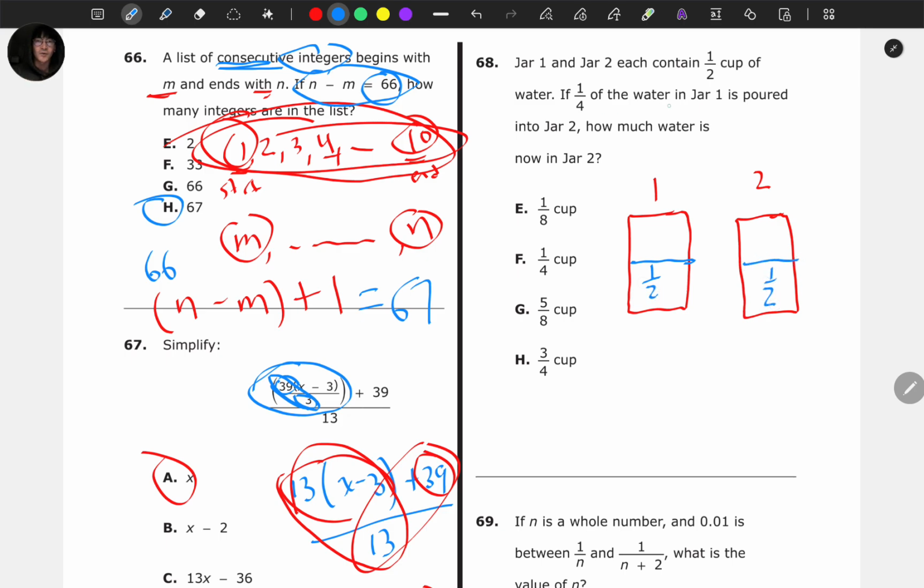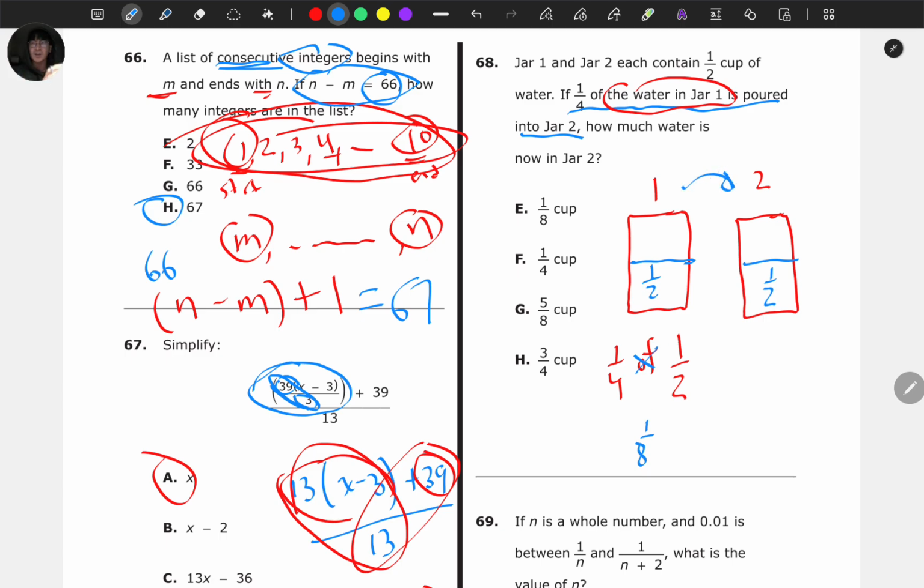Now, they're saying 1/4 of the water in jar 1 is poured into jar 2, okay? So how much water is in jar 2 now? So let's look at this picture. Well, they're saying 1/4 of the water in jar 1. So that's 1/4 of, well, how much is in jar 1? It was given that it was a half. So now to find out how much is being transferred to jar 2, we're gonna have to do this fraction multiplication, right? Because of means times. So 1/4 times a half, that's 1/8. So 1/8 of the water is being transferred over here.